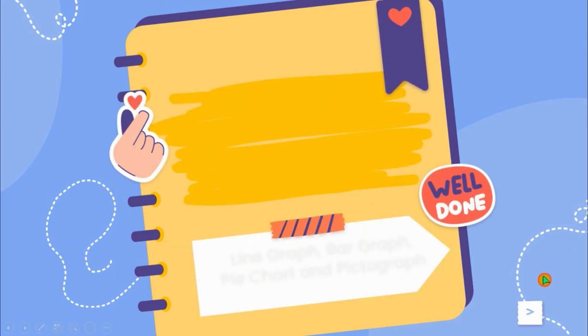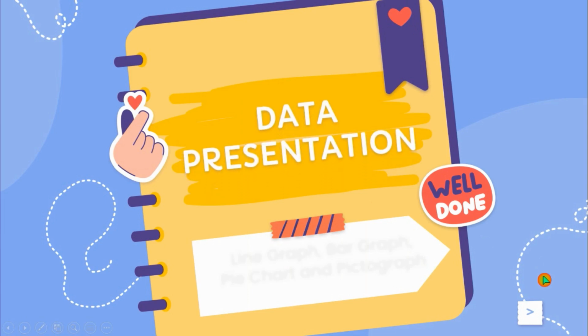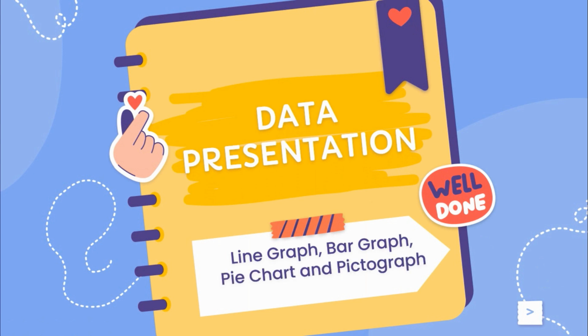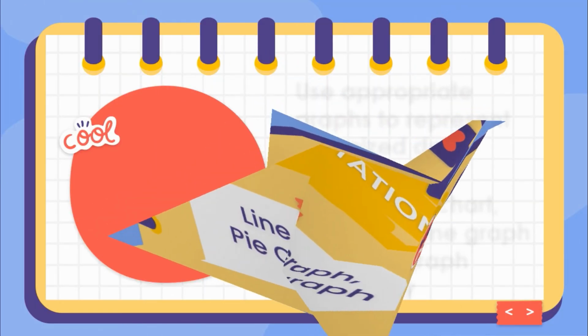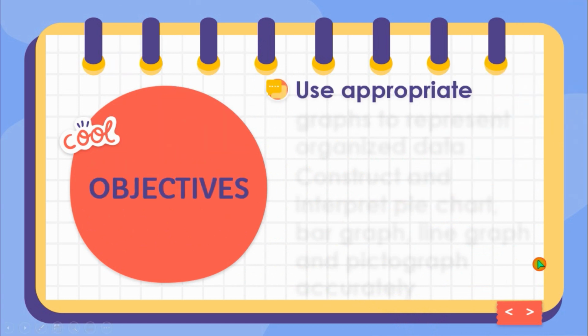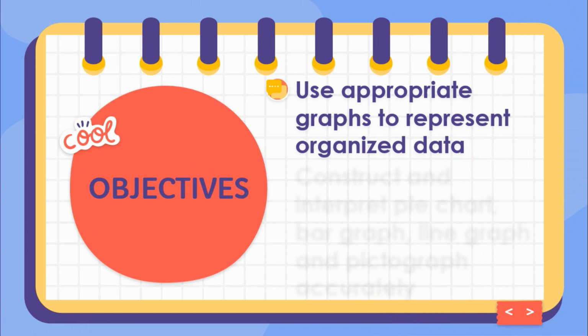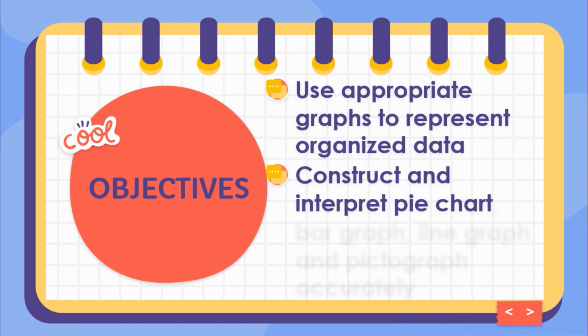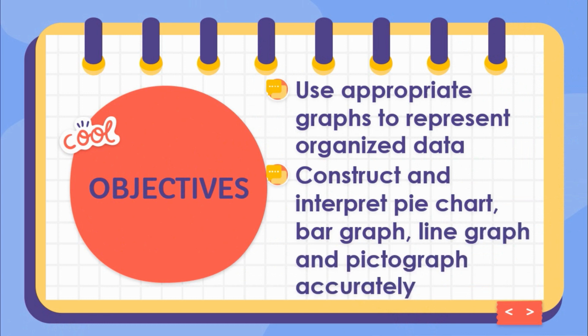So for today, I will be discussing data presentation, and that is how to construct line graph, bar graph, pie chart, and pictograph. Okay, so the objectives for today's lesson is that, of course, we're going to use appropriate graphs to represent organized data, and we're going to construct and interpret pie chart, bar graph, line graph, and pictograph accurately.